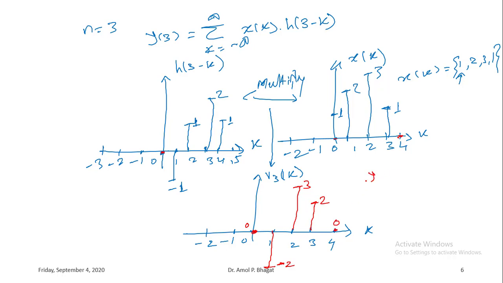Again you will be obtaining y of 3 by summing all these values, okay? Minus infinity to infinity v3 of k, right? So after summation you will get the result as 3 plus 2 plus minus 2, okay? So it will be simply 3, right? Okay, so similarly the remaining two samples on the positive side you can obtain, okay?